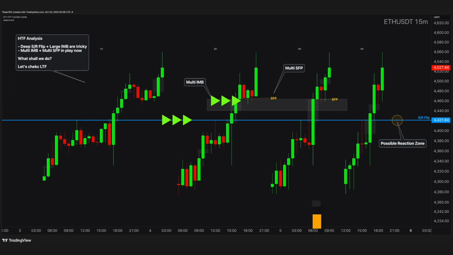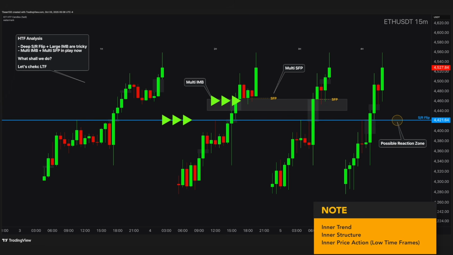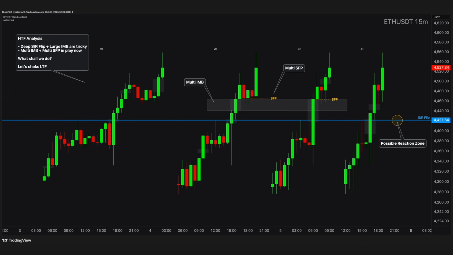The answer actually lies in the inner time frames, the lower time frames, and the smaller internal structure of the market. We need to pay attention to how the trend is developing inside those lower time frames and see what kind of price behavior is forming here.